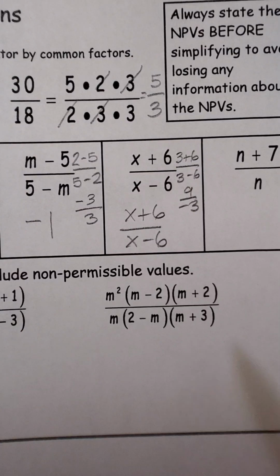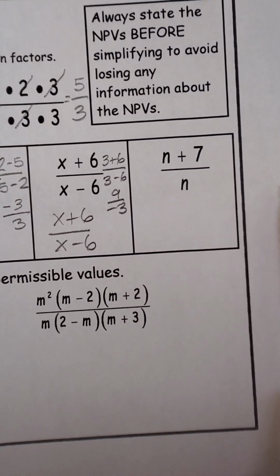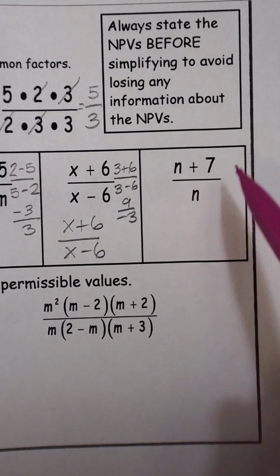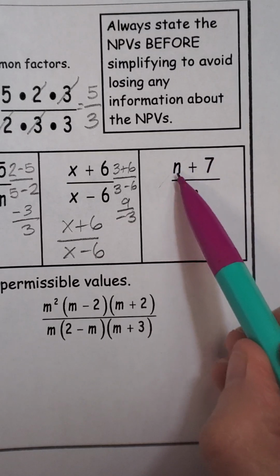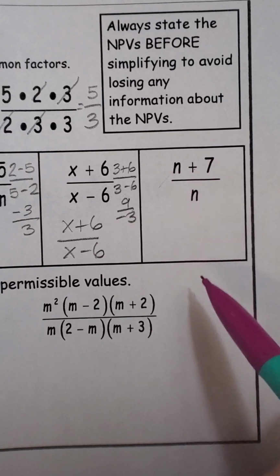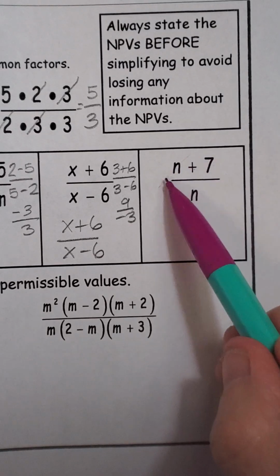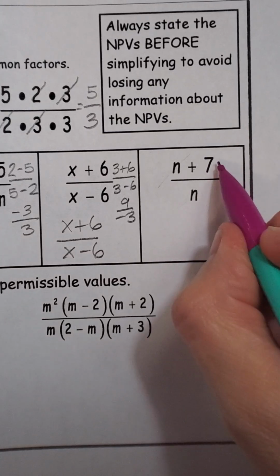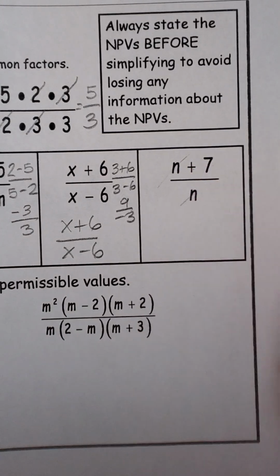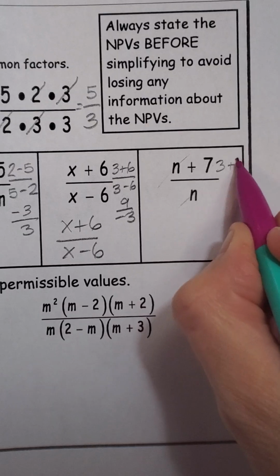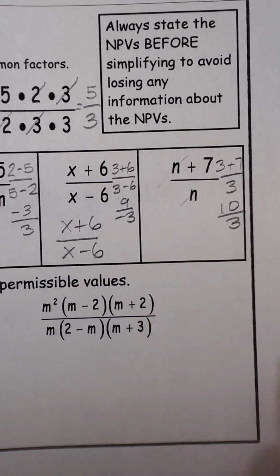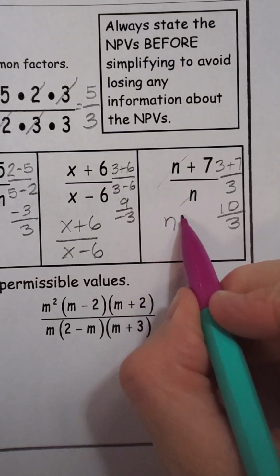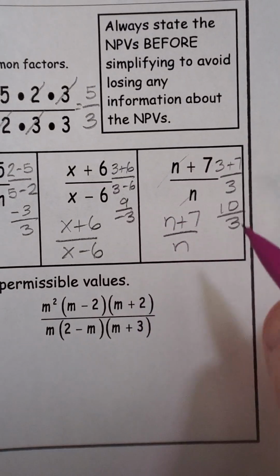Sometimes what students will do here, and I'm showing you this in order to avoid this issue, is they will cancel out the n's. But don't forget, this is a binomial. Whatever n is, we have to add 7 to it. So do not do that, and I'll explain why. Because that would mean it simplifies to 7. Well, 3 plus 7 divided by 3 gives us 10 over 3, which is definitely not 7. So that stays as it is.